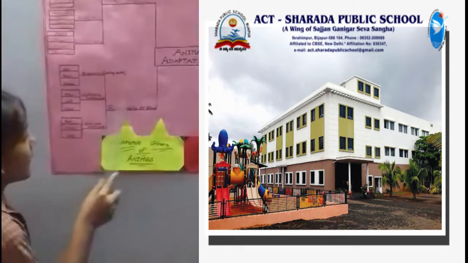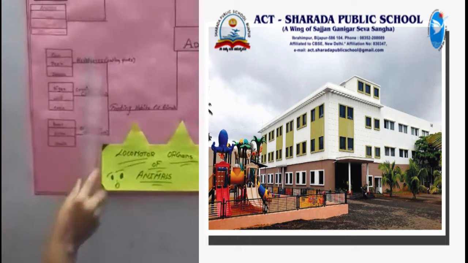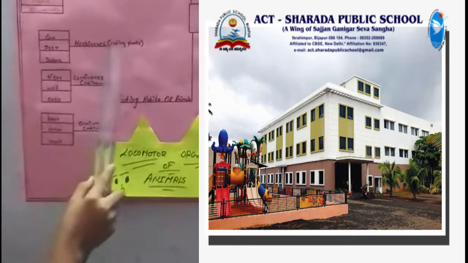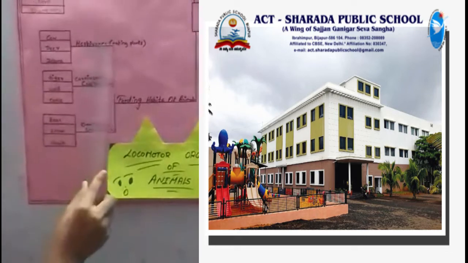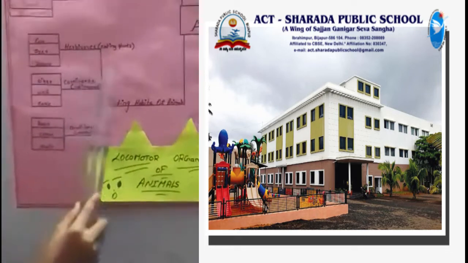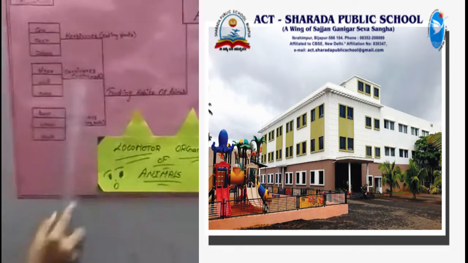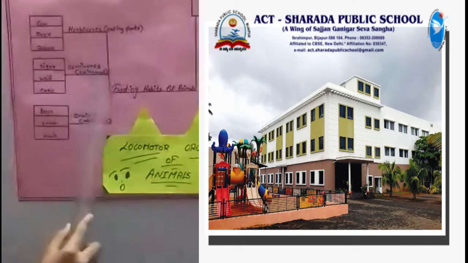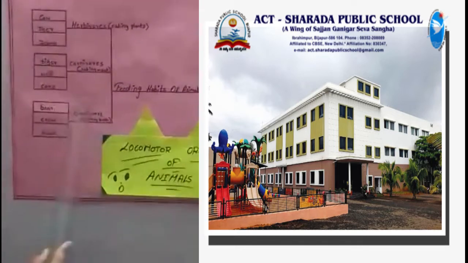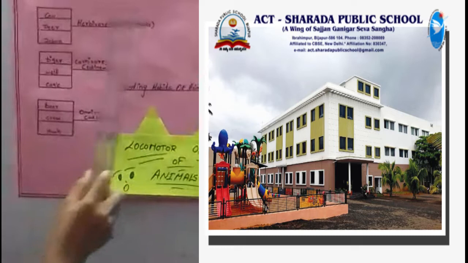And the feeding habits of animals: there are three types of animals, which eat plants, meat, and both plant and meat. They are called herbivorous, carnivorous, and omnivorous. The herbivorous animals eat only plants, and the carnivorous animals eat only meat. And the omnivorous animals eat meat and plants.